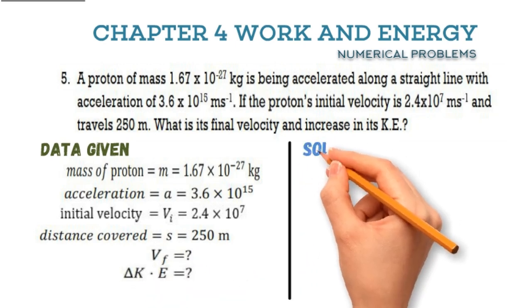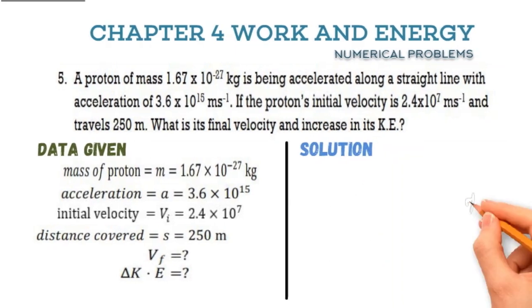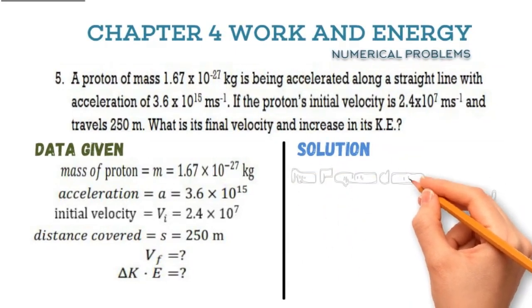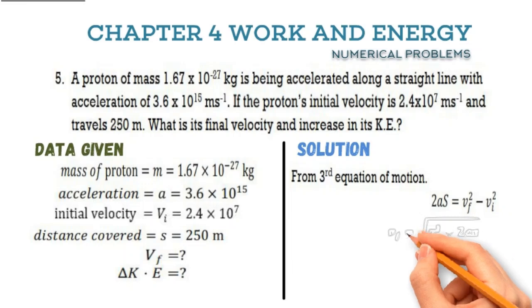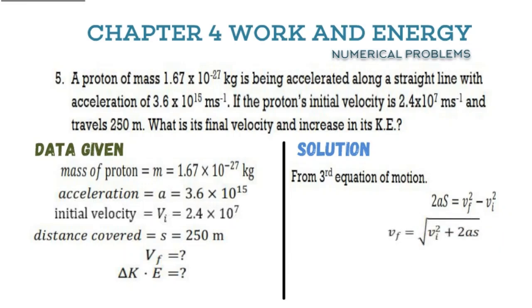To find the final velocity, we use the third equation of motion, which relates initial velocity, acceleration, and distance. The formula is 2 times acceleration times distance equals the square of the final velocity minus the square of the initial velocity. Rearrange the formula to solve for the final velocity. First, add the square of the initial velocity to 2 times acceleration times distance. Then take the square root of the result.